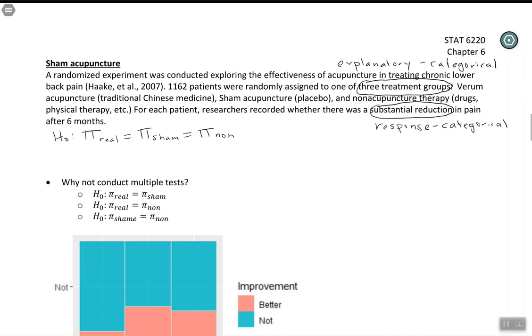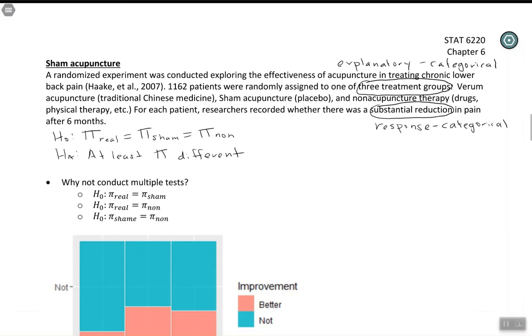So notice non-acupuncture therapy, that's not no treatment at all. It's just drugs and physical therapy and other types of therapy. Okay, so that's the null hypothesis. And then the alternative would be that at least one of those probabilities is different from the other. So maybe not surprising based on how we've done this for an F test and other times that we've tested multiple parameters at once. So why do this?